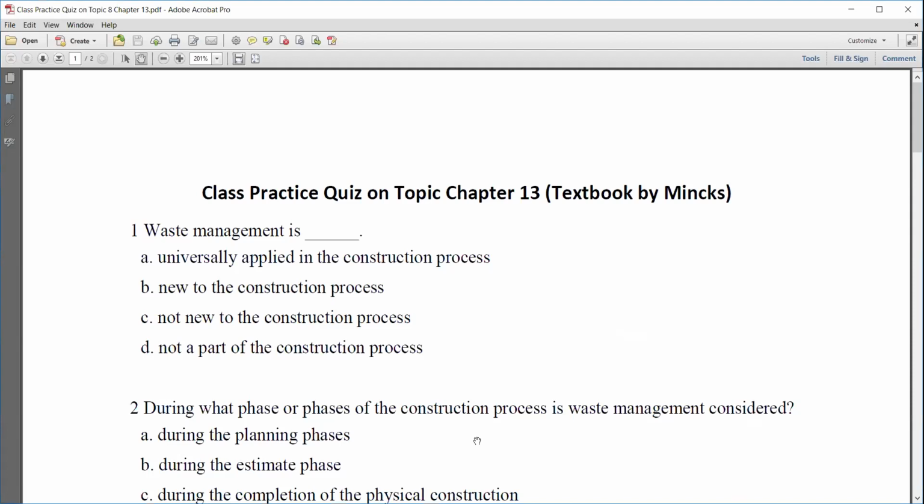For example, if you talk about waste management as per some system of performing the work, application of techniques such as recycling and composting, then maybe you can say that. But as per the generic process itself, it's not new. So some of the systems may be new, but how you are going to perform it is there already. So therefore our answer will be not new to the construction process.